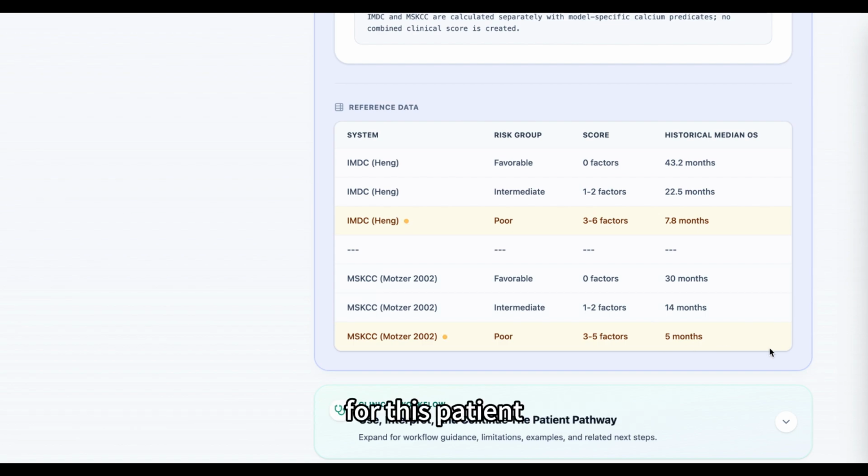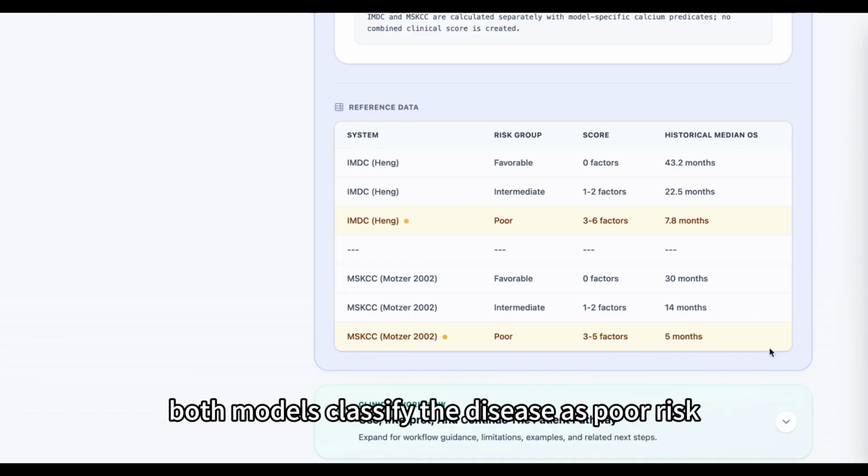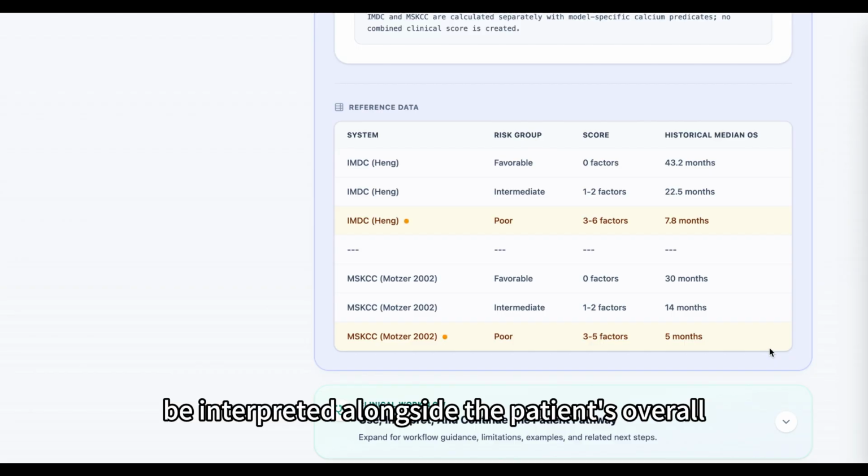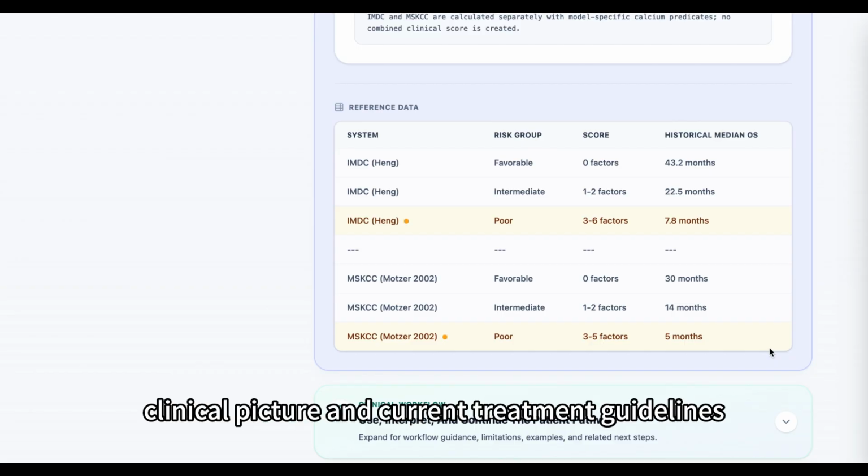For this patient, both models classify the disease as poor risk. These results provide prognostic context and should be interpreted alongside the patient's overall clinical picture and current treatment guidelines.